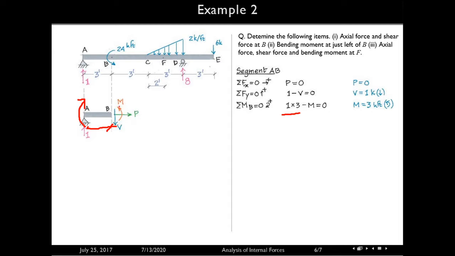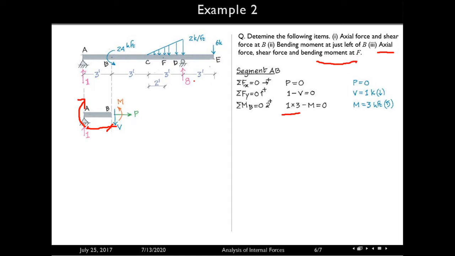This moment is acting anti-clockwise, that's why we have plugged the negative sign, and it will be negative M. So in total the summation of moment will be 0, so we have plugged in 0. From here we can calculate the moment also. In this way we will be calculating the shear force, axial force and bending moment, and in this last part we are asked to calculate the axial force, shear force and bending moment at F.